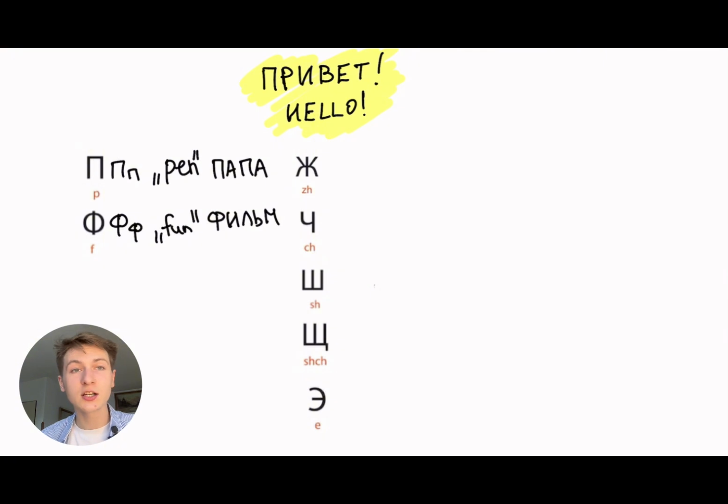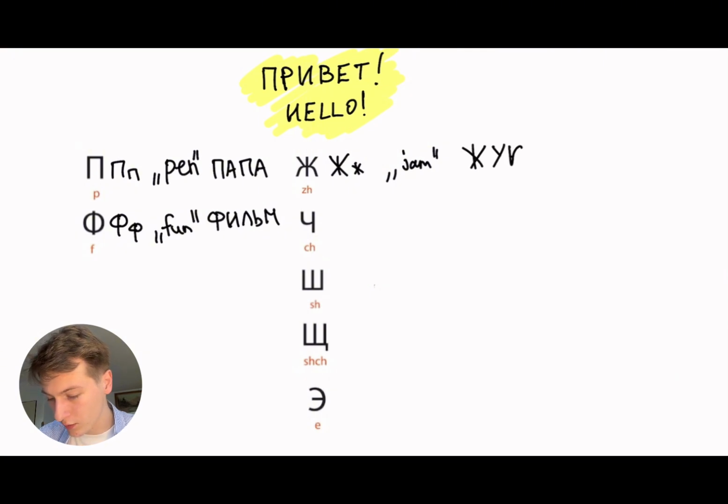And next one is Ж, a special sound like the French J, like the S in measure, or like J in jam. An example of a Russian word is жук, zhuk, which means beetle.